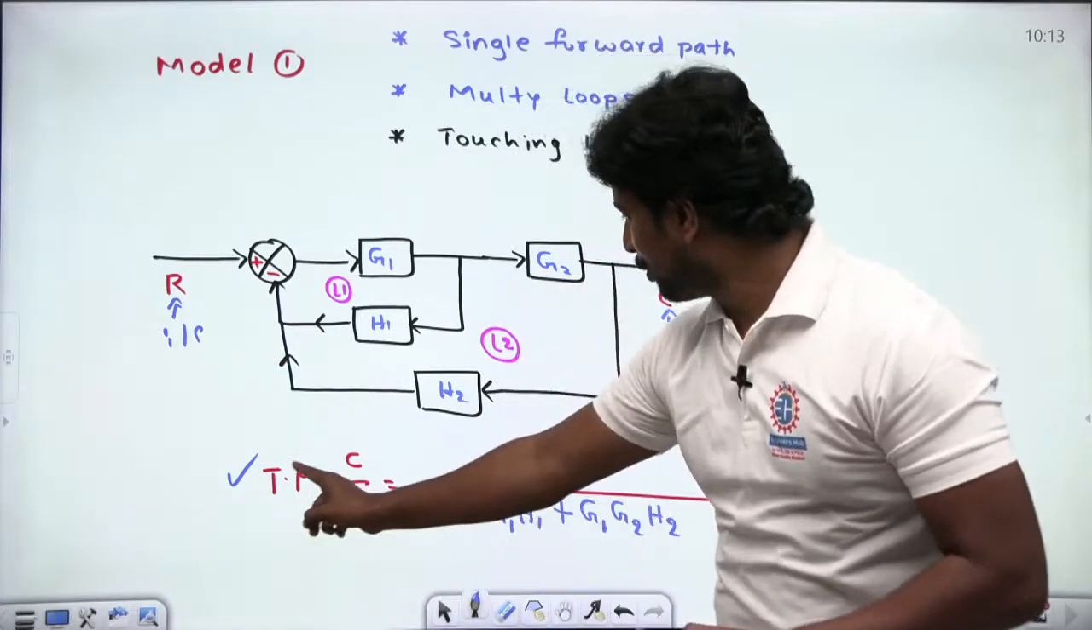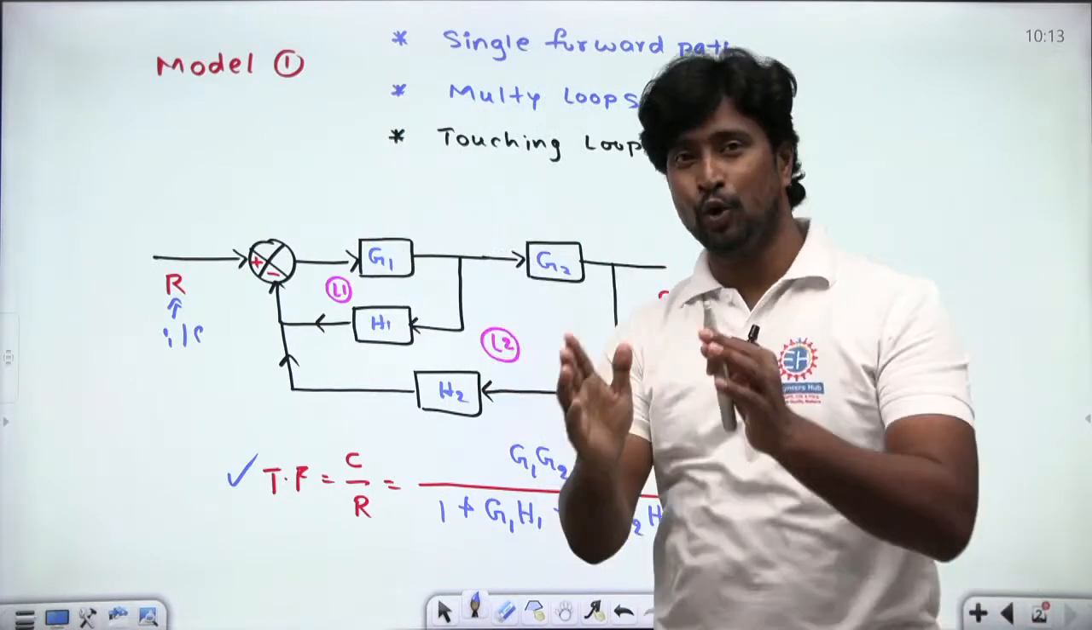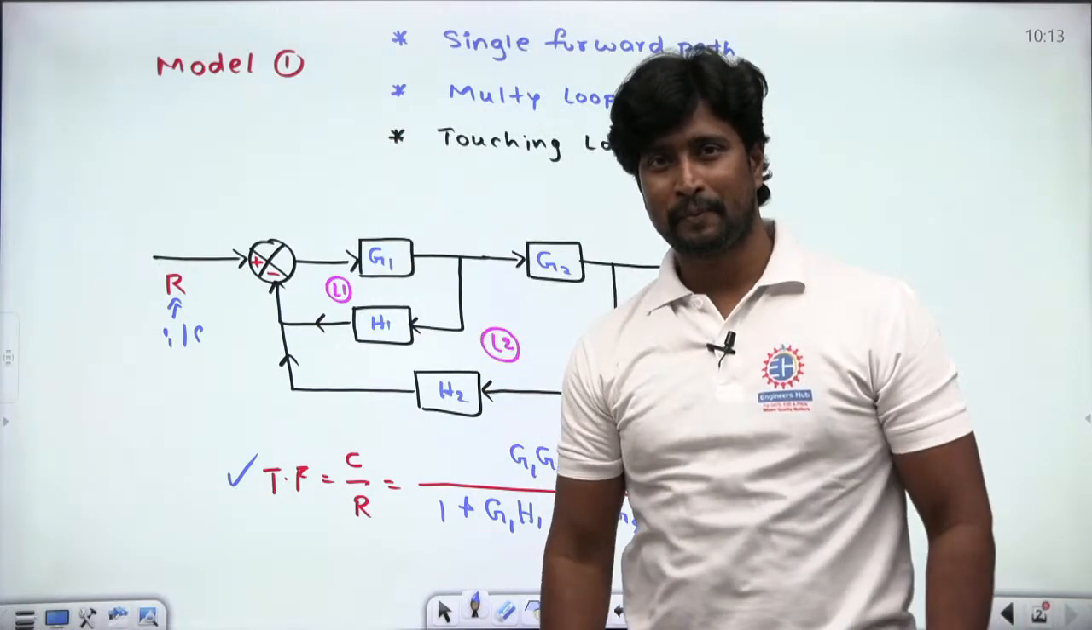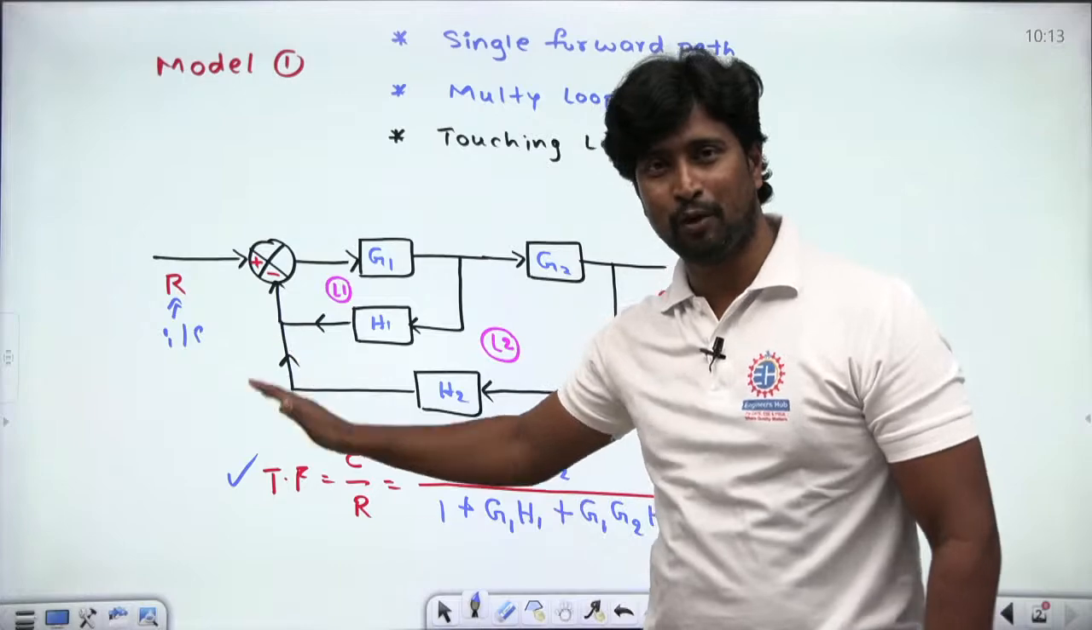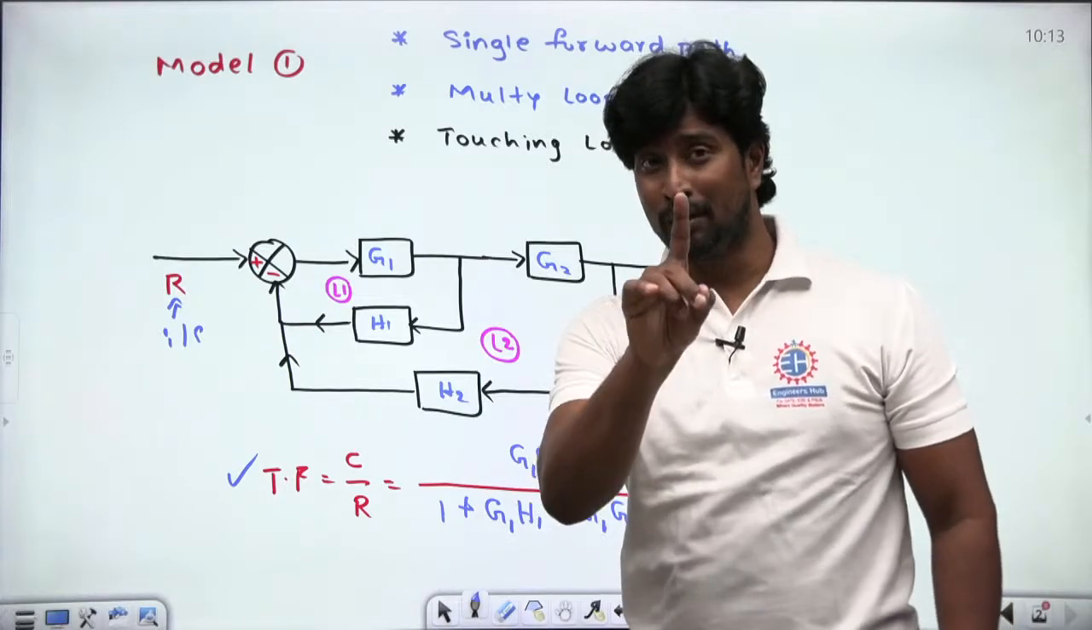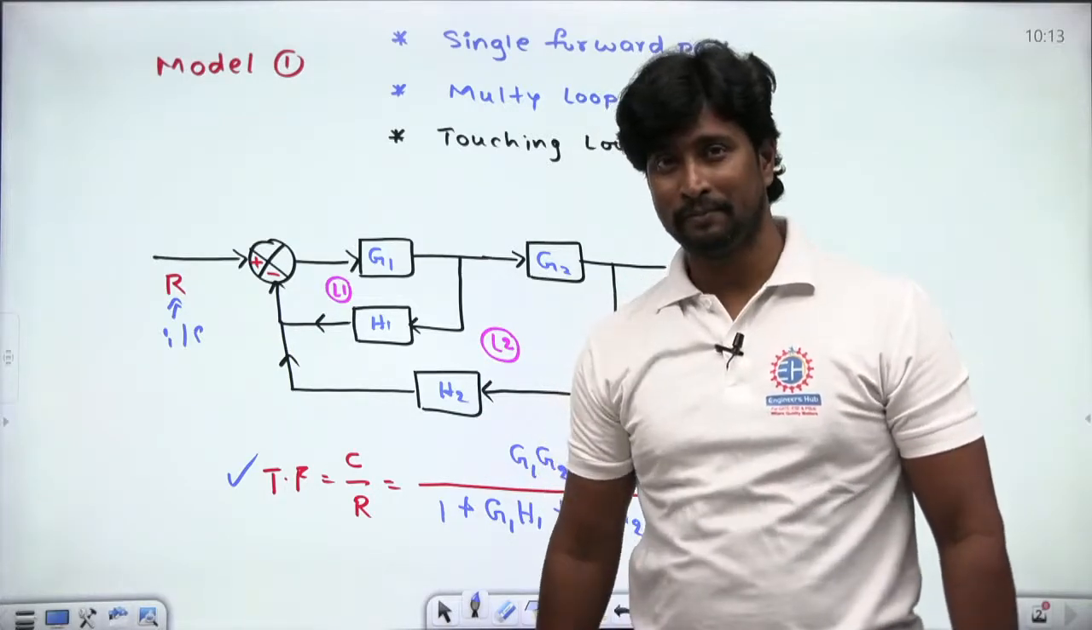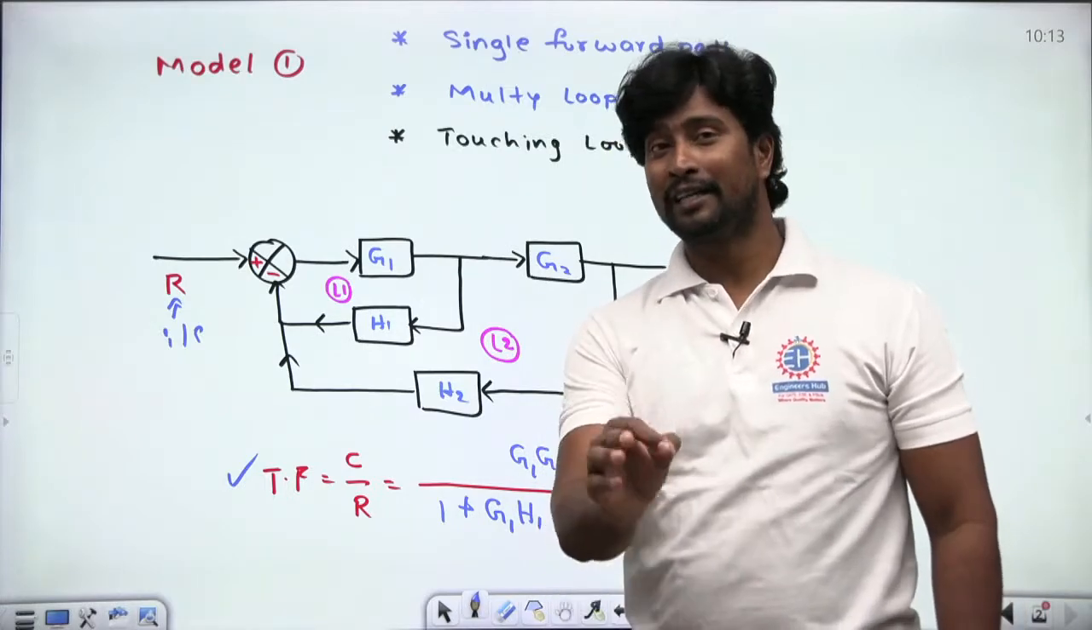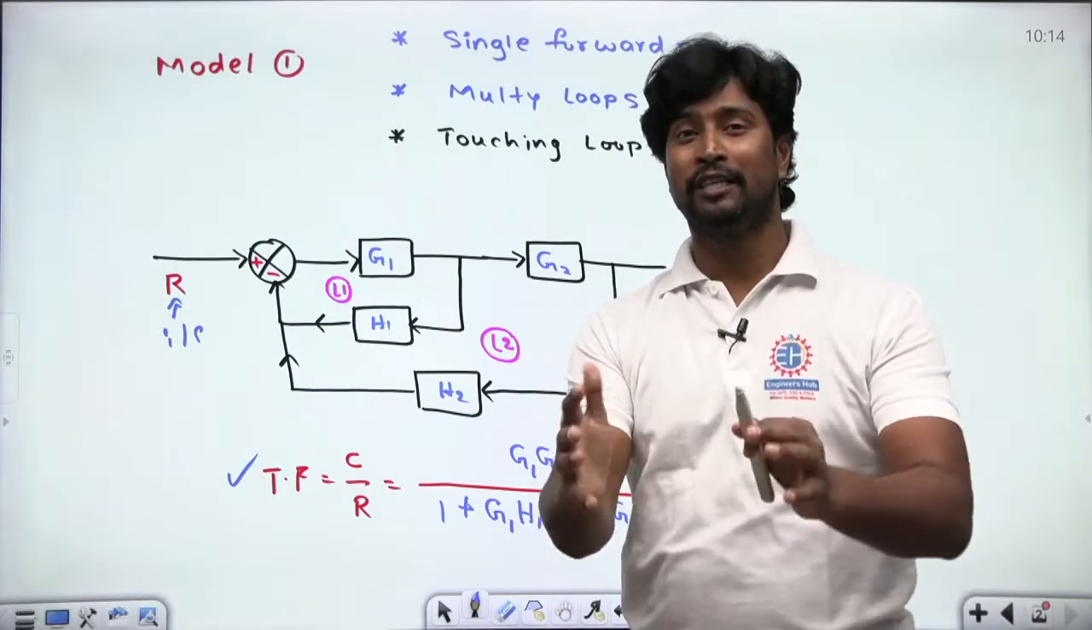So in a single shot, how to get the answer from model number 1? I hope you've understood well. Are you clear? So this is model number 1. Once again, I would like to repeat. Model number 1 contains a single forward path and multiple loops, and luckily both are touching. If it is non-touching, how to handle?